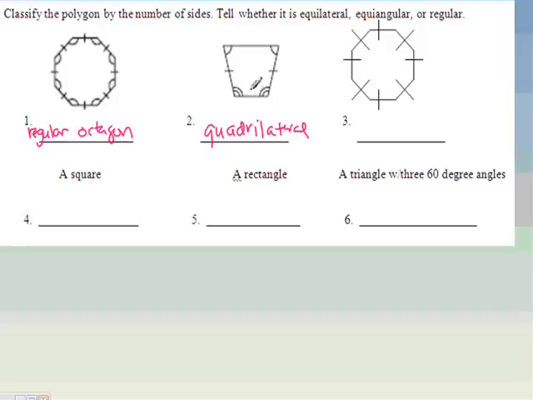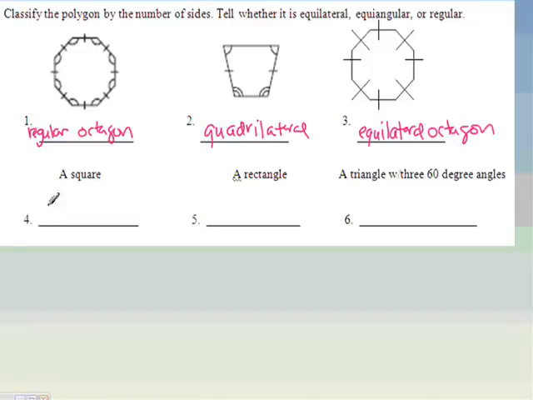It might be a trapezoid, but we don't know whether these 2 sides are congruent necessarily, so we can't say anything about that. All right, this right here is, again, it's got 8 sides, so it's an octagon, and we are shown that all the sides are congruent. So we're going to go with equilateral octagon.